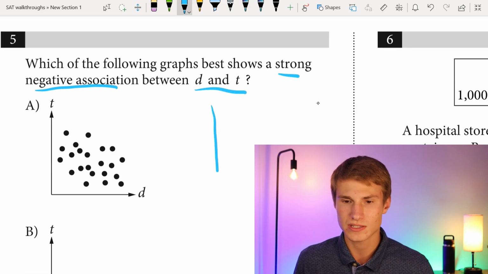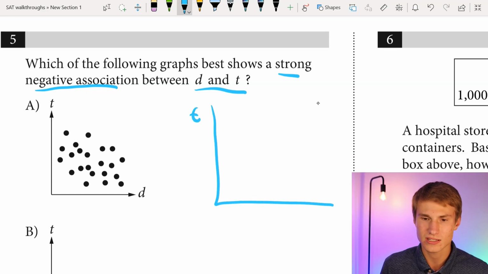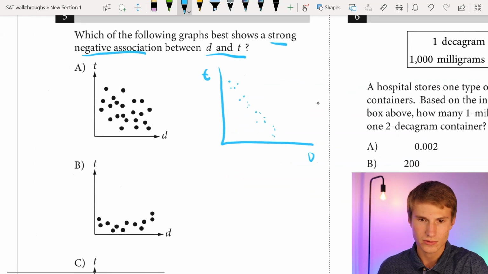A strong negative association, I'll just go ahead and show you, would look something like this. Everything is really concentrated together and really going down. So it looks something like that. It's not going to be that spread out. So let's go ahead and take a look at our answer choices.